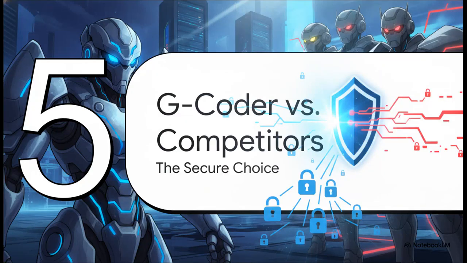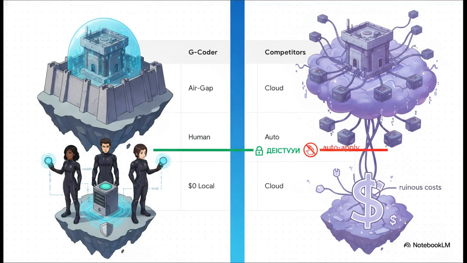Next up, Section 5, Gcoder versus competitors. Let's get to the moment of truth and look at the massive advantages of Gcoder over mainstream competitors like GitHub Copilot and Cursor. When it comes to the data boundary, Copilot and Cursor are streaming your data straight to the cloud, whereas Gcoder maintains a strict air gap by default.